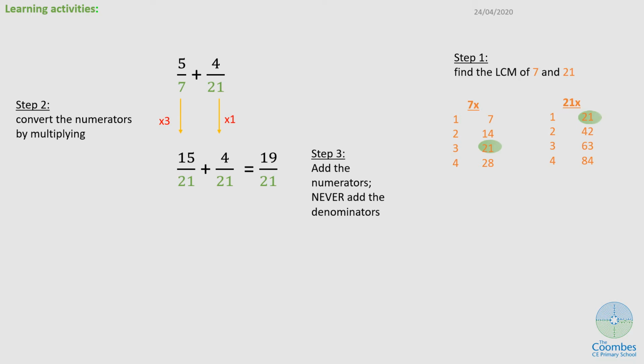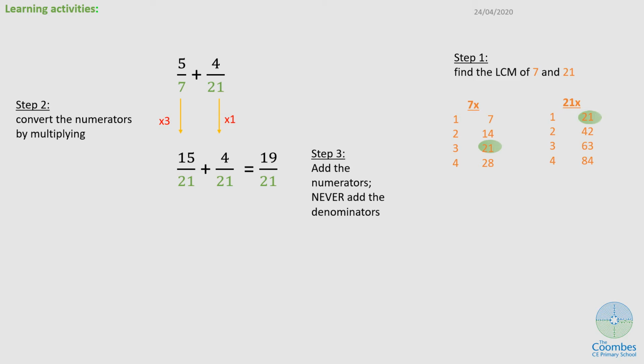So, how do we go about adding this fraction here? 5 over 7 add 4 over 21. The first thing I will do is to write the multiples of 7 and 21 on the right hand side here. So the multiples of 7 is just the 7 times table. So 7 times 1 is 7, 7 times 2 is 14, 7 times 3 is 21, and 7 times 4 is 28. Now I'm not going to write all of them. I've just done the first few.